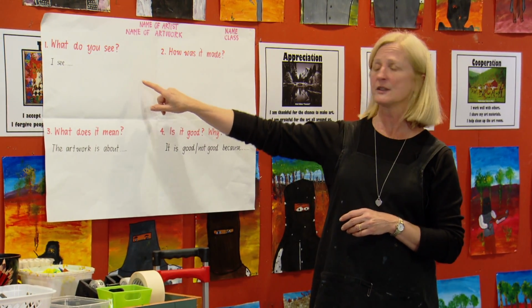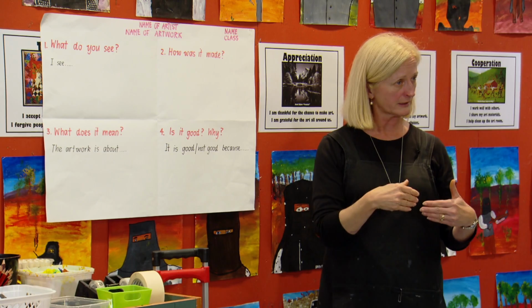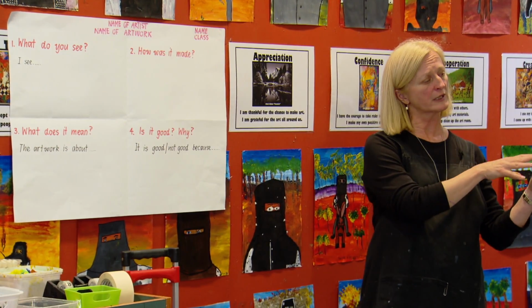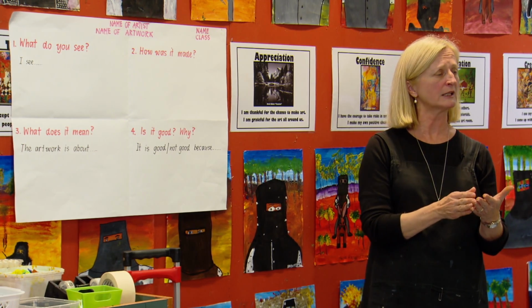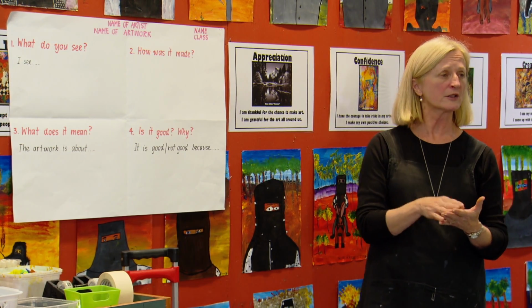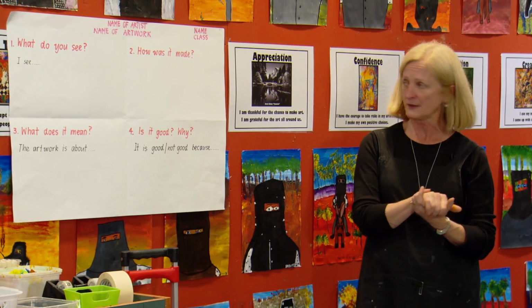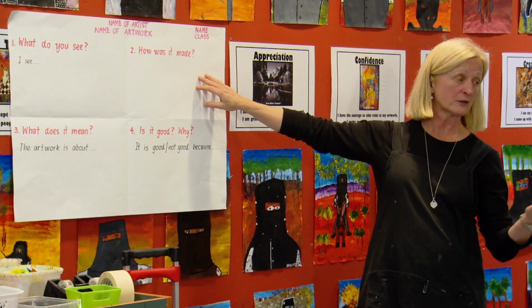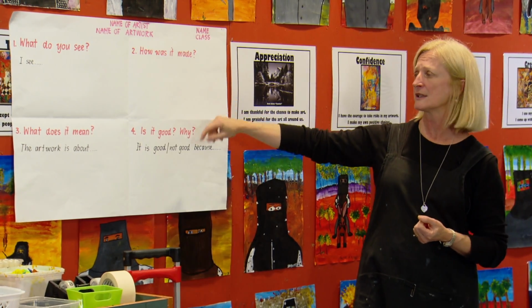The first one is, what do you see? So it's right there in front of them and they can list things. Get them to write about the actual physical things on the page, but also to use lots of art language and talk about the lines and shapes and colours and tones and textures. Number 2 is, how was it made? This will be easy for them because they've actually gone through the process of making this artwork themselves.